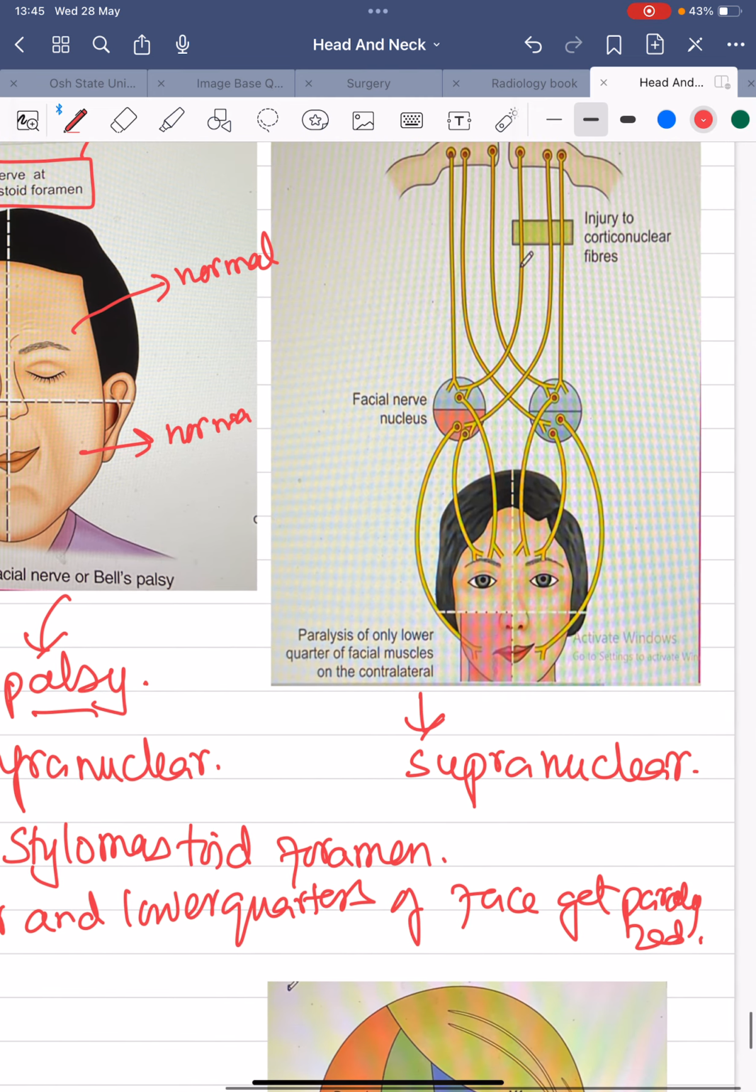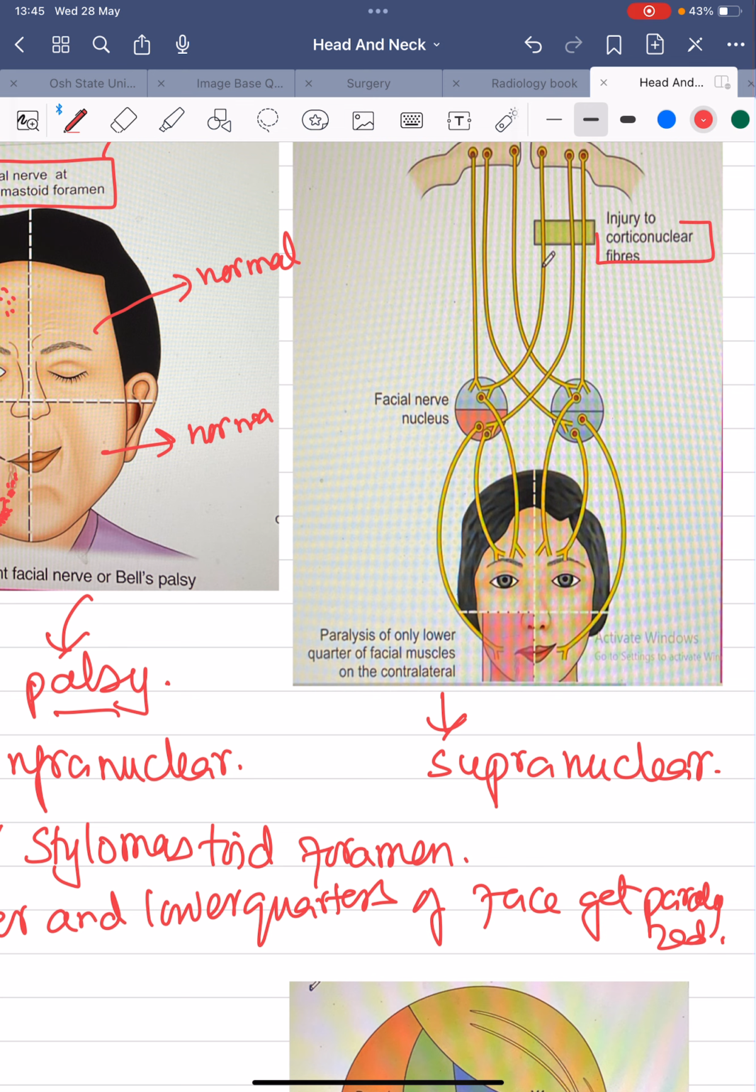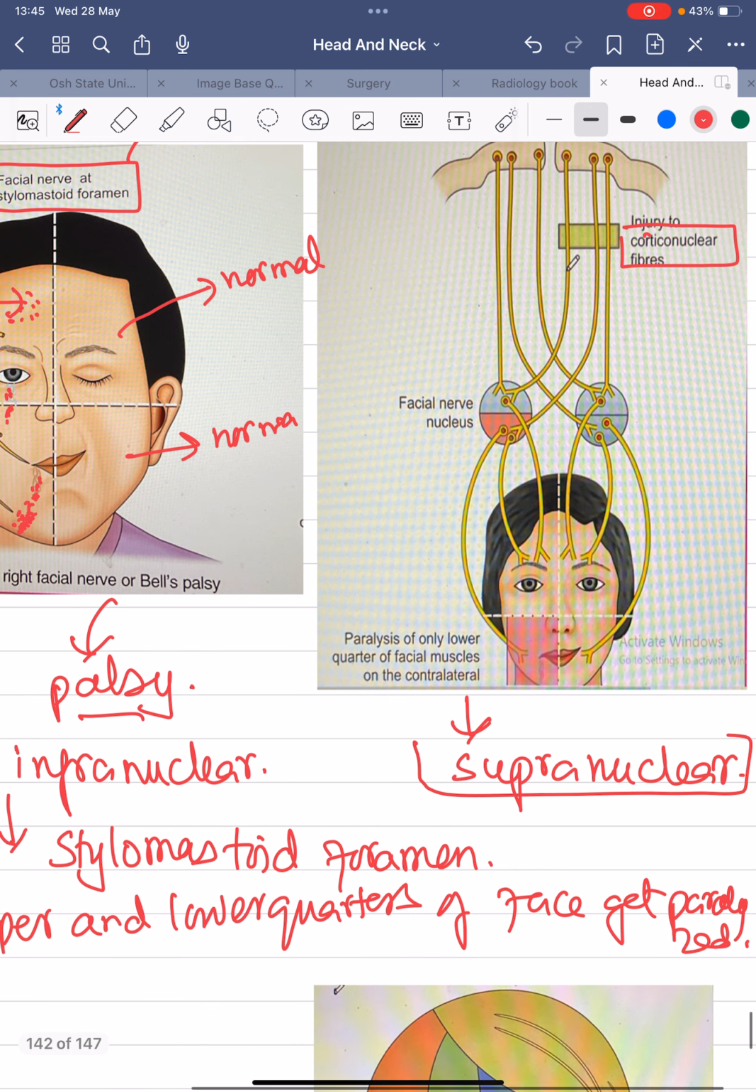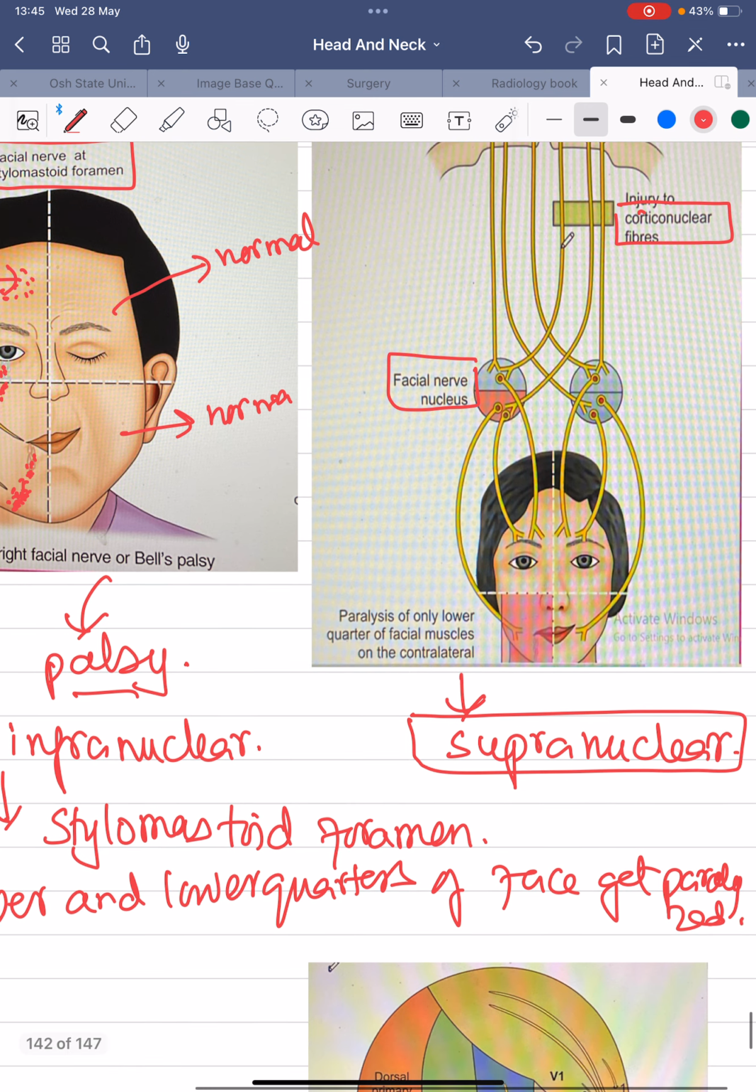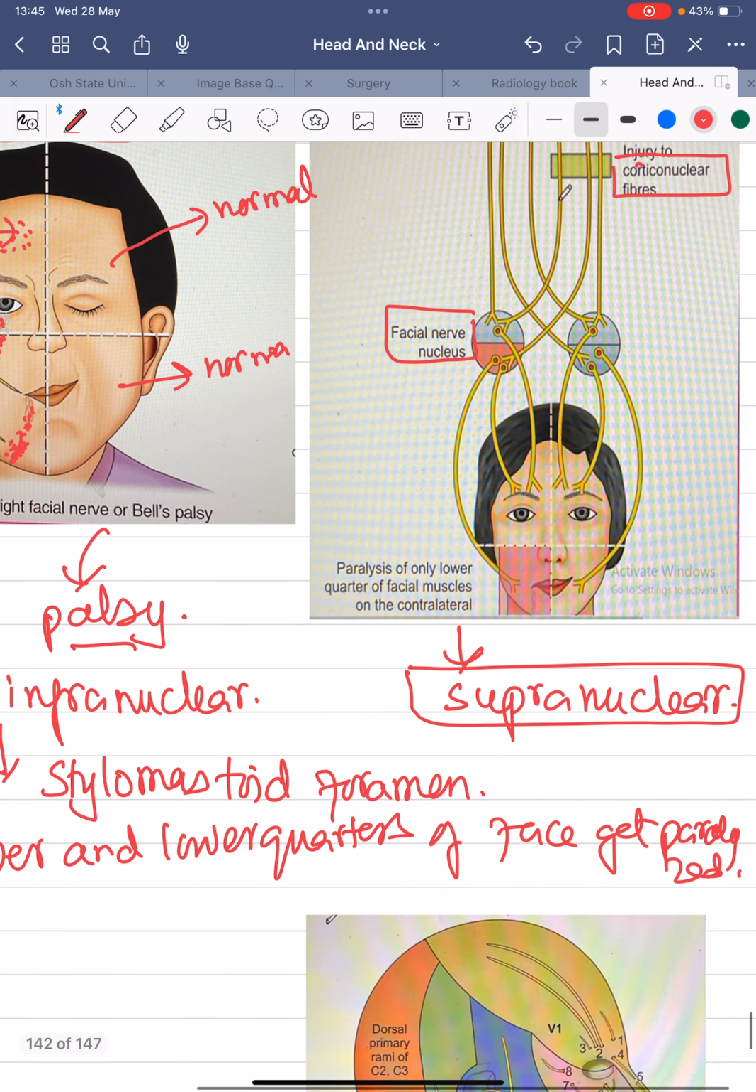If the lesion is a supranuclear lesion, okay, so a supranuclear lesion is before the facial nerve nuclei. So what will happen in the supranuclear? There will be part of hemiplegia, but please remember, it will be on the opposite side of the face. Okay, the opposite side of the face is paralyzed. The lower opposite side of the face will be paralyzed.